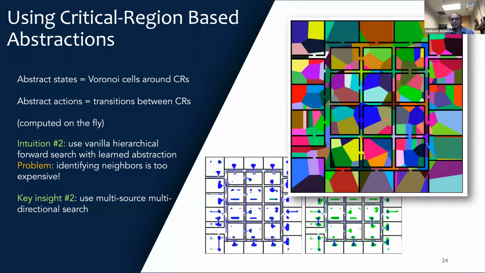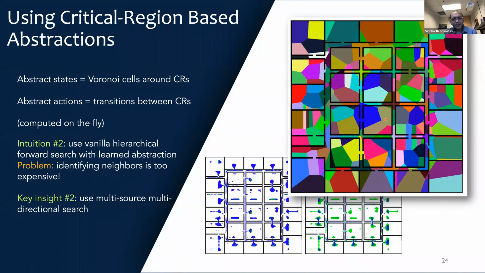All these abstract states are generated automatically, and computing neighborhood relationships is just going to break efficiency. So what we did instead is, once we conceptualize these abstract states, we don't actually generate all of them. We conceptualize a bidirectional multi-source search. That is, we're going to start our search from multiple points in this abstract state space and try to connect them to the start and goal.